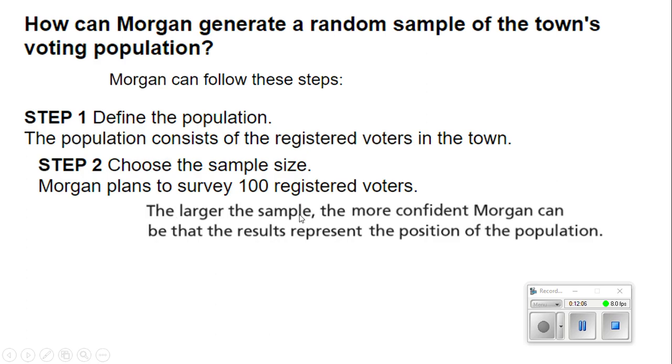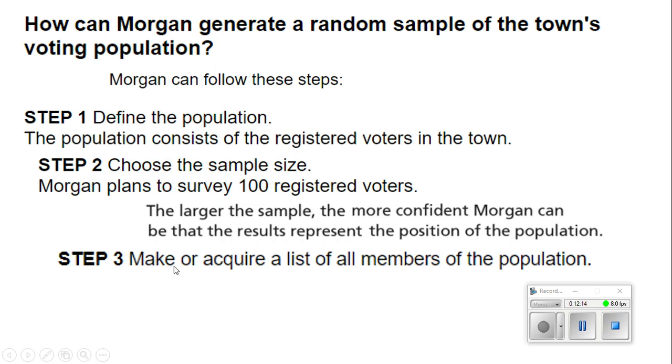But remember, the larger the sample, the more confident Morgan can be that the result represents the position of the population. Next, we can make or acquire a list of all the members of the population. If we do this, we're sure to get more of a random sample than just picking maybe 100 people from the same neighborhood.